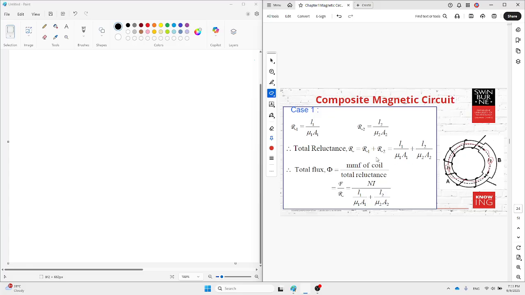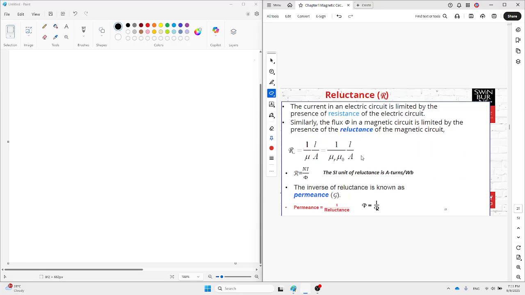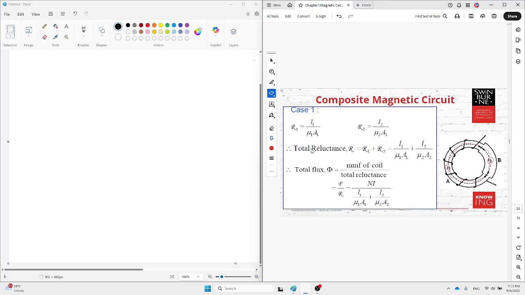So how do we calculate the reluctance? We just go back to this formula. Reluctance is 1 over mu times L over A. So if you look at the circuit very carefully, you can see the lengths are different, and the cross-sectional area is also different, and these two reluctances are connected in series, correct?